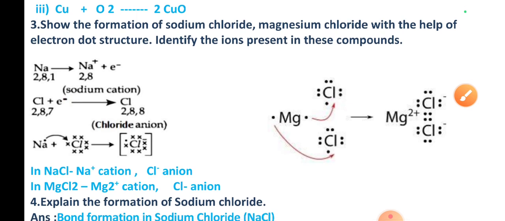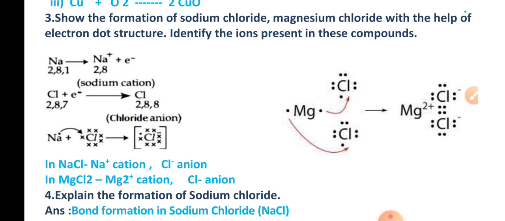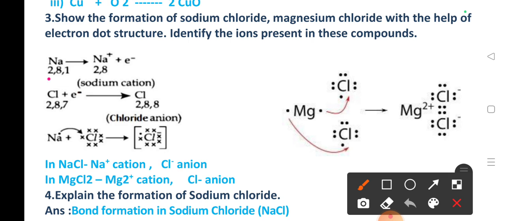Next, show the formation of sodium chloride and magnesium chloride with the help of electron dot structure. Identify the ions present in these compounds. This is a very important question from our exam point of view, a 2-mark question. See, I already told you, sodium's electronic configuration is 2, 8, 1. In its outermost shell, 1 electron is free and capable of being donated. That's why whenever it donates that 1 electron, sodium turns into a sodium ion.